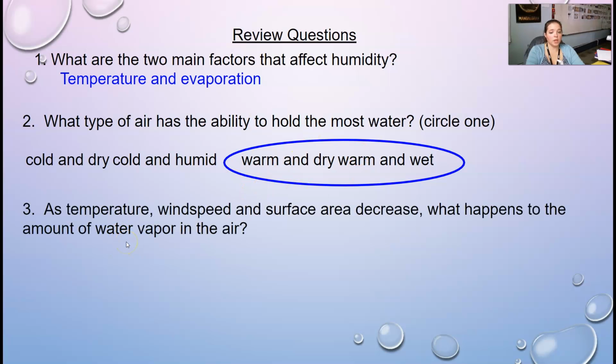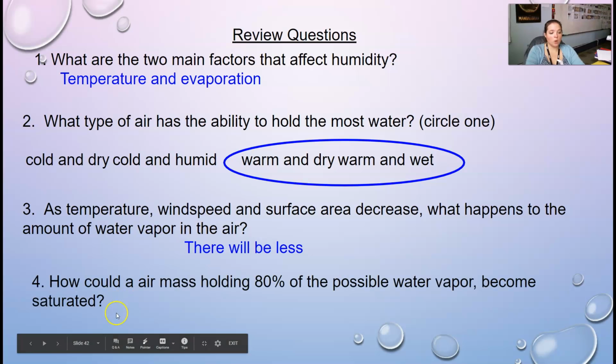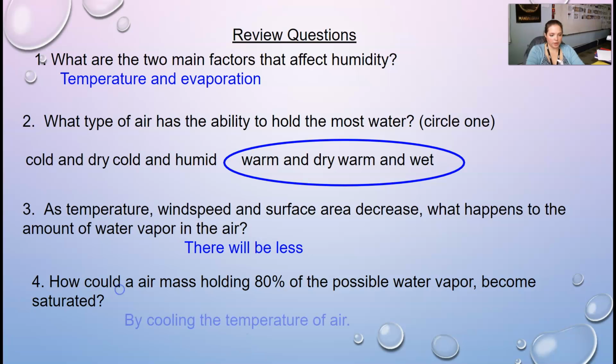As temperature, wind speed, and surface area decrease, what happens to the amount of water vapor in the air? It all increases. Or, sorry, there will be less. Okay? How could an air mass holding 80% of possible water become saturated? By cooling the temperature. All right.